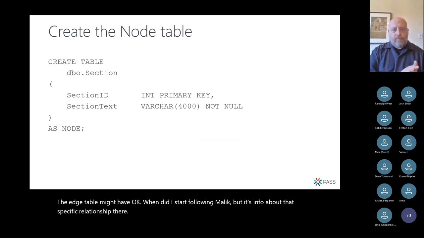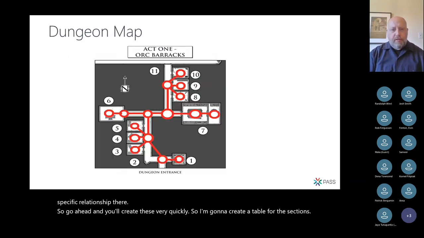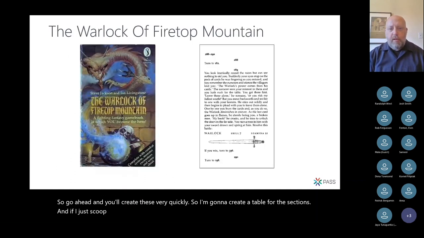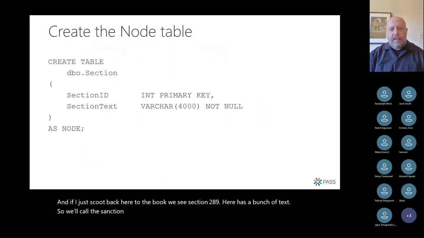So we'll go ahead and create these very quickly. I'm going to create a table for the sections. If I just refer to the book, we see section 289 here has a bunch of text. So we'll call the section ID 289. The text we'll put into a character field, and that's our node.